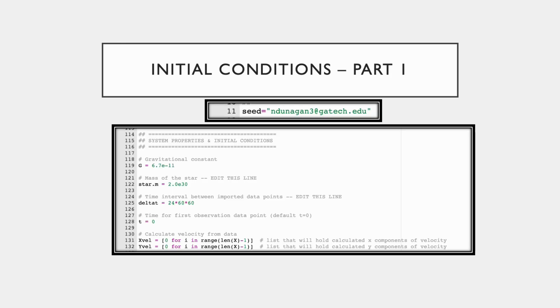We first look at the initial conditions of part 1 of the lab. The first thing I did was change the variable c to my email, as we are required to do so in order to generate a unique star trajectory.